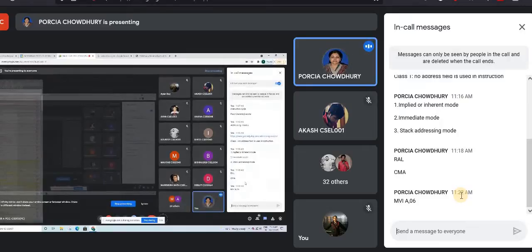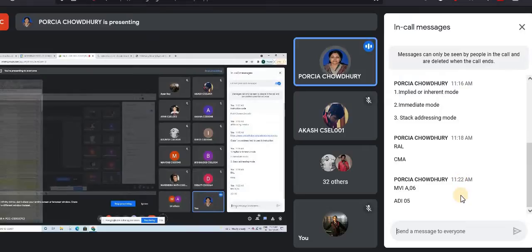In case of immediate mode, the operand will be explicitly mentioned. Okay, you have to use the accumulator, but the operand will be explicitly mentioned. This is the first example. Second example is this one. ADI 05 adds the equivalent binary value of 05 to the content of the accumulator. That means over here you can do the arithmetic operation.